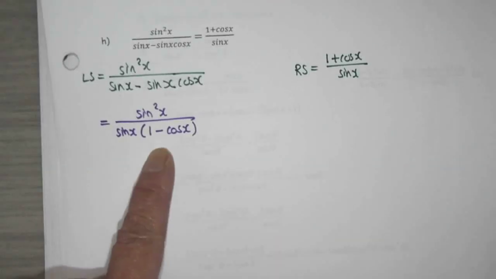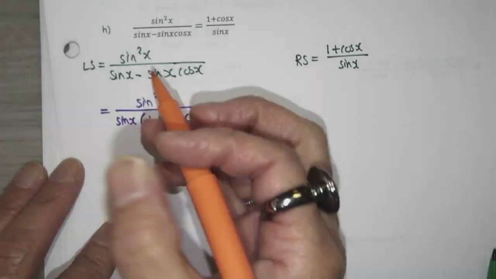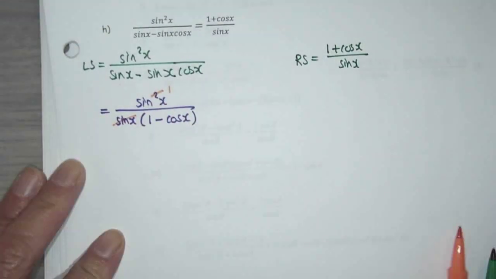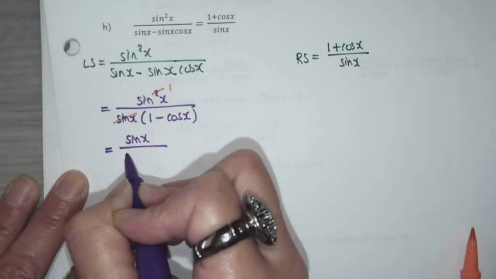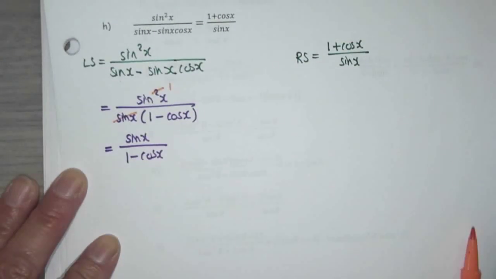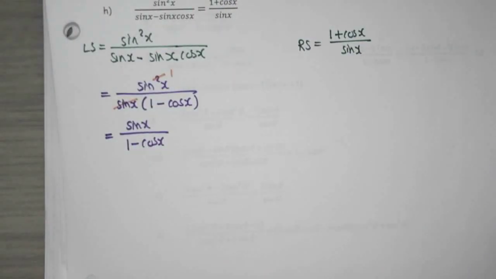So stuck. Okay, I'm going to go back here and just finish this one off. So this one's gone. This one's gone. It's 1. I'm going to write down, so I got sine x over 1 minus cos x. Darn. Now what?